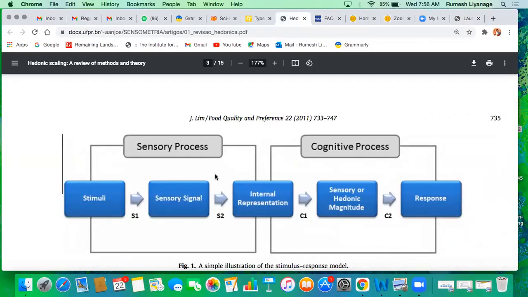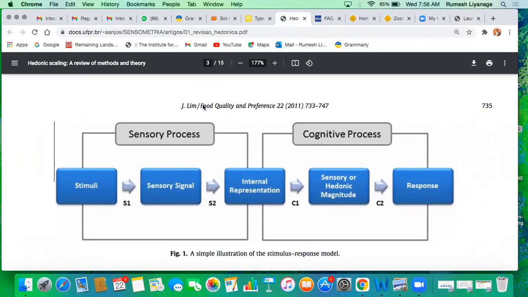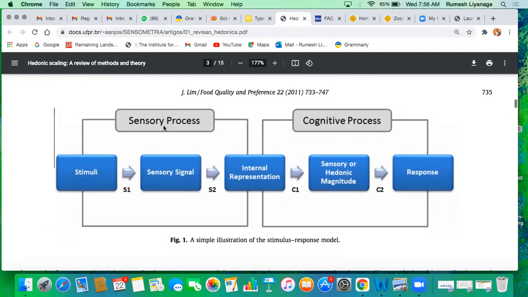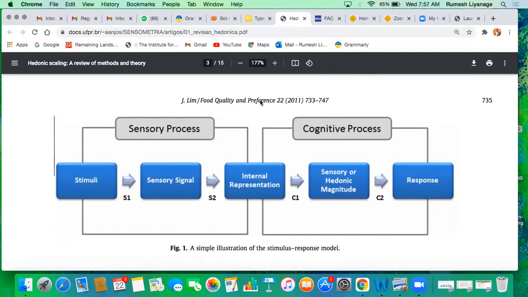Can you see this screen? This figure? Yes, sir. Right. In this figure you can see a stimulus response model. This is actually a very good research article, and the picture is very good. There are two major groups: sensory process and cognitive process. You know the sensory process very well now, right? We have discussed the sensory process, and cognitive process means the brain process, and we are going to discuss the cognitive process now.